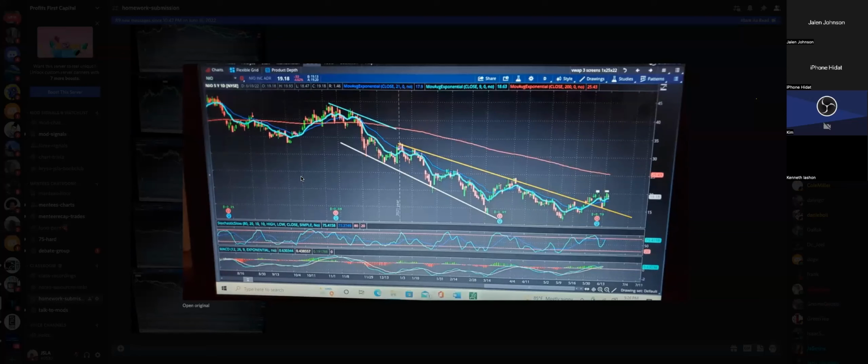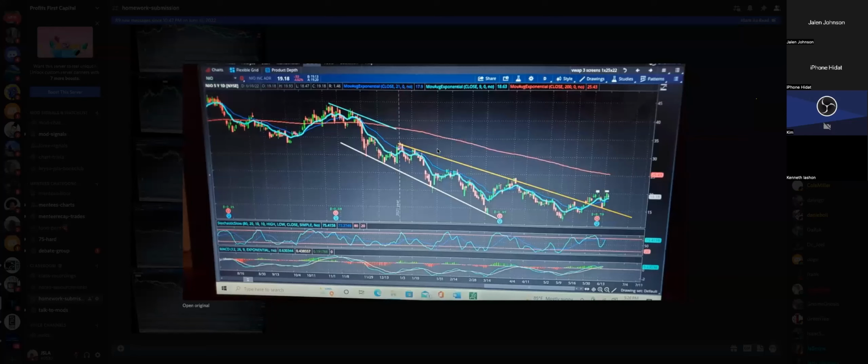Okay, so they got a couple trend lines on here. Okay, so look, is this a trend line? Nope, invalid. What about this one? Yep, that's valid. I ain't gonna lie.